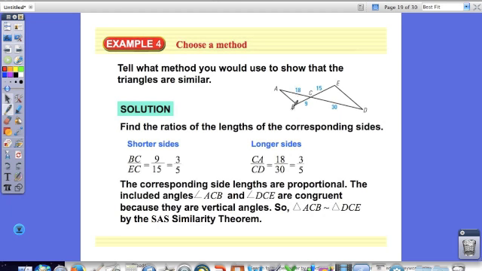So for this one, you could see that 9 to 15 is a ratio of 3 to 5, as is 18 to 30. These two angles are going to be the same by the vertical angle congruence theorem, so you can use side-angle-side to show that these are similar.